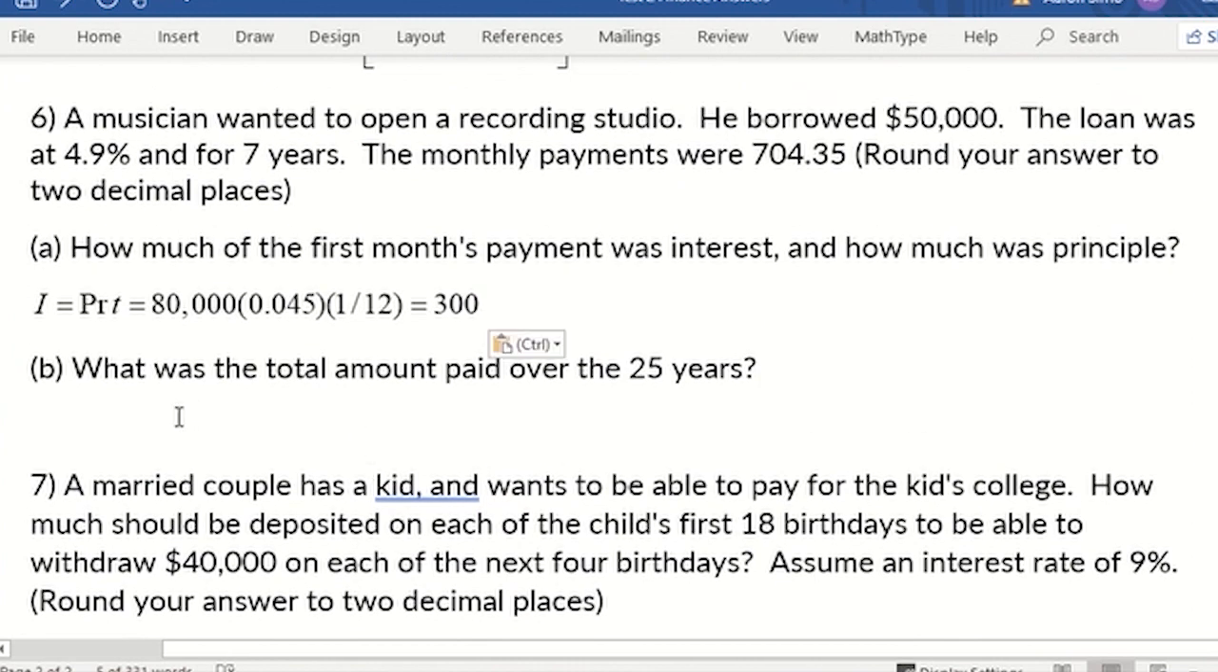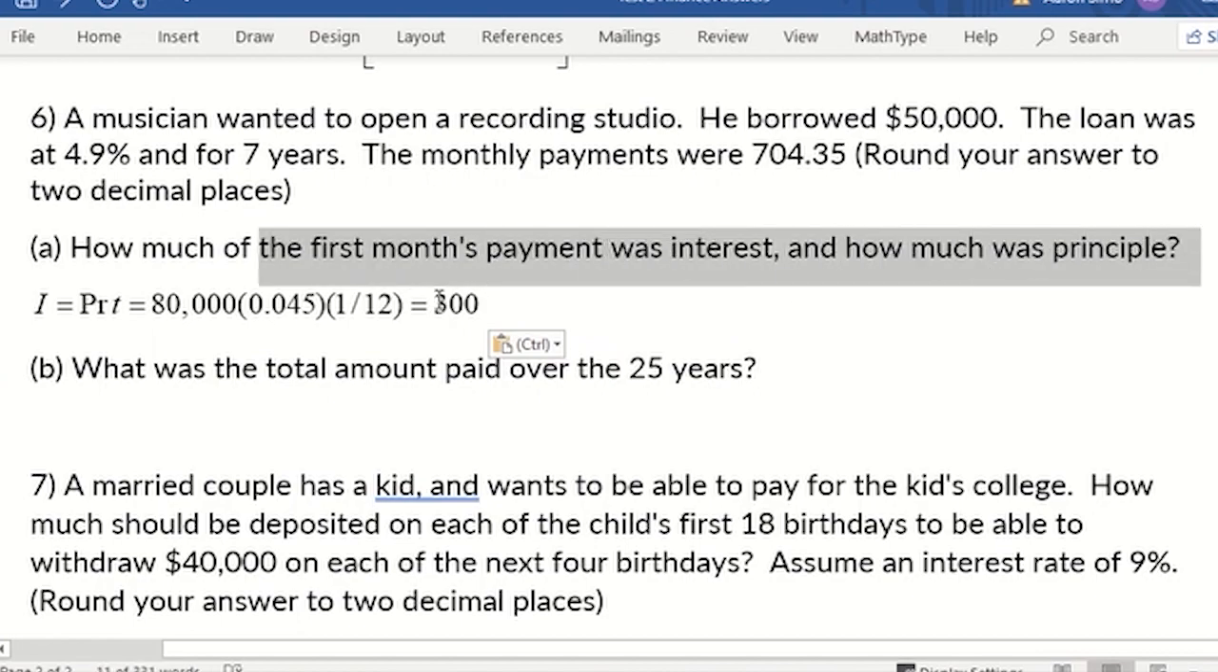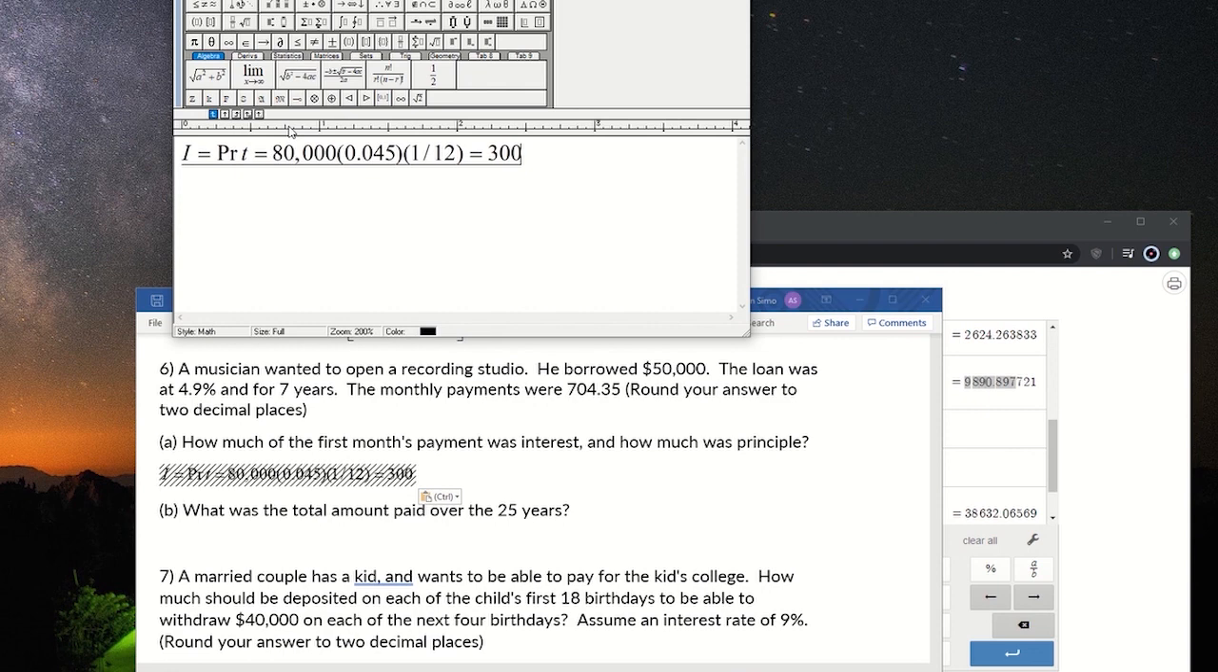What's the difference? Total amount paid. Got it. Okay, these are different. How much of the first month's payment was interest and how much was principal? Okay, this is a different question then. Just double checking that. Alright, so look, you borrowed 50,000. I can change this to 50. 4.9% for 7 years. How much of the first month's payment was interest?